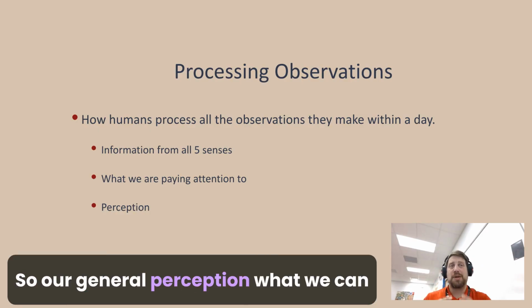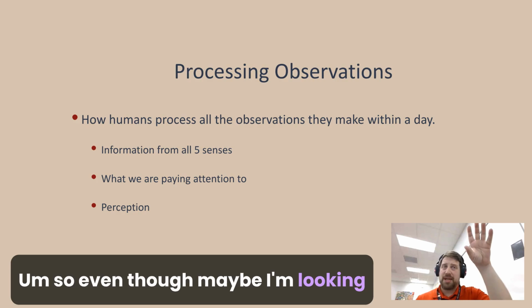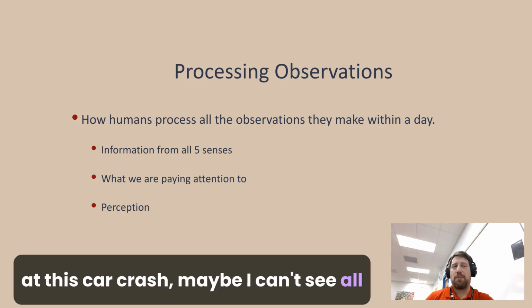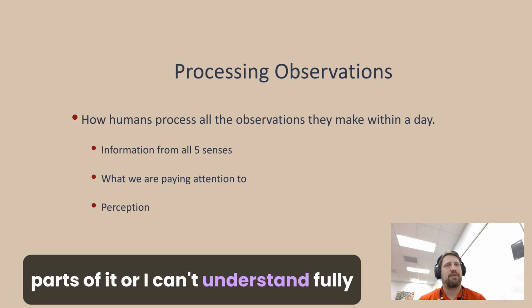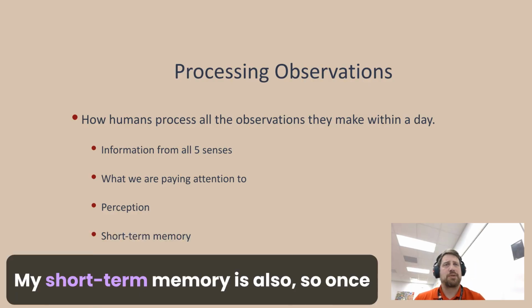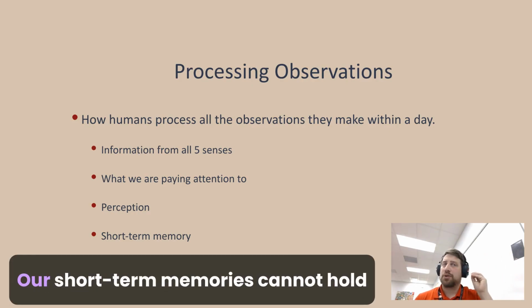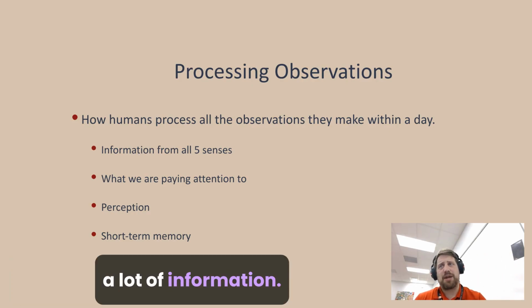So, our general perception, what we can see, what we can observe. Even though maybe I'm looking at this car crash, maybe I can't see all parts of it, or I can't understand fully what's going on. So my perception filters and reduces what I can remember. Once I get that perception phase, now it's going to go to my short-term memory. Our short-term memories cannot hold a lot of information.